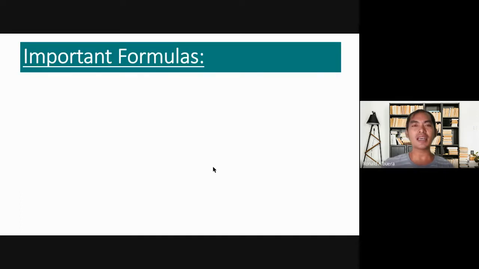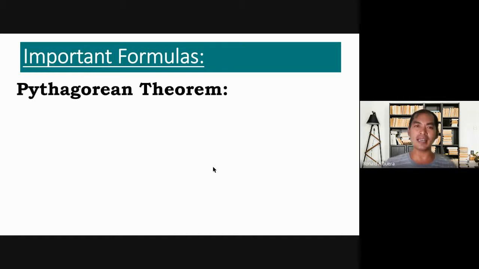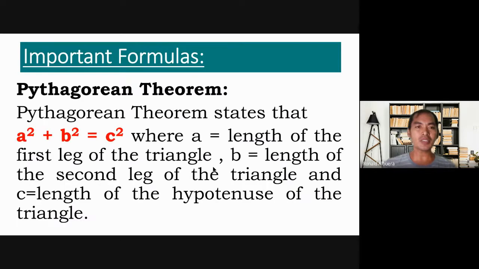Mga importanteng formulas na dapat natin malaman at balikan ay Pythagorean theorem, yung a squared plus b squared equals c squared. Ito ay tungkol lang sa right triangle.